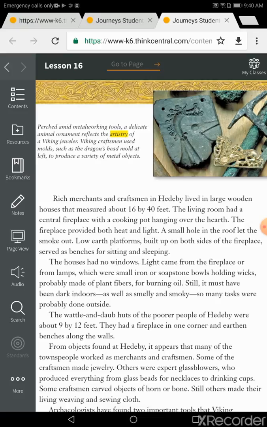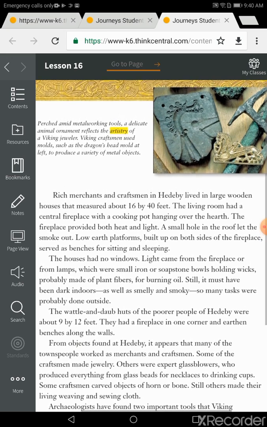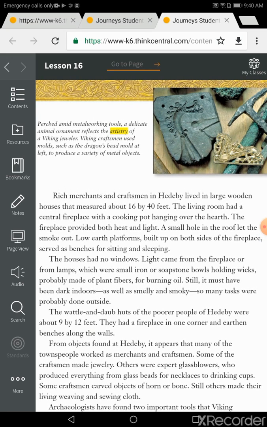Let's read the tag. Try to find some important details, or what we think are important details, and how they connect to the text itself. As the tag says, perched amid metalworking tools, a delicate animal ornament reflects the artistry of a Viking jeweler. Viking craftsmen used molds such as the dragon's head, as shown. Can you see that piece of rock? This is the mold it's talking about.